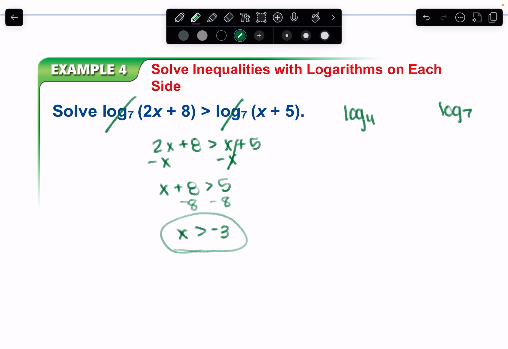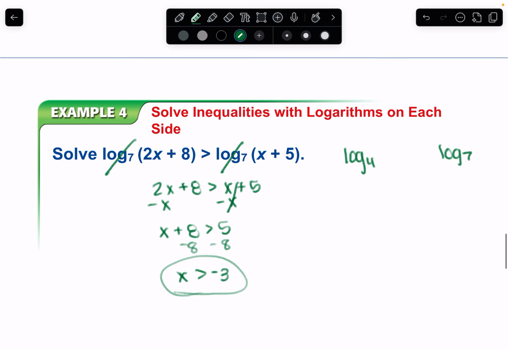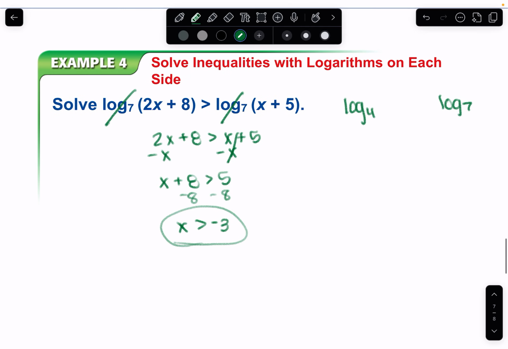So that is it for Chapter 7, Lesson 4, and that is the last lesson that you actually have in Chapter 7.